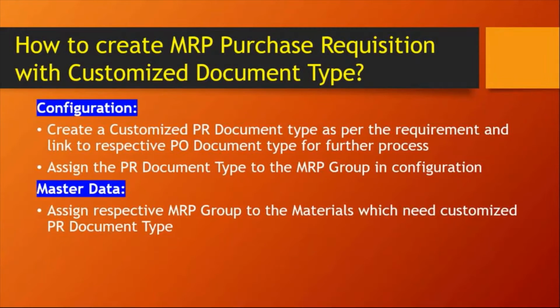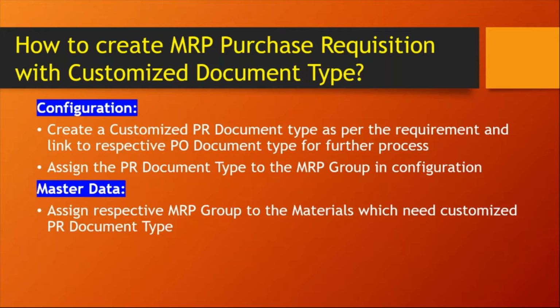In this video, we are going to learn how to create an MRP purchase requisition with a customized document type. You created a special purchasing document type for your requirement, and you want to create a purchase requisition with that document type. How to achieve this? I'm going to teach this method. This requirement we can fulfill with the MRP group, and we proposed the same solution in one of the projects, and the same way I'm going to teach you.